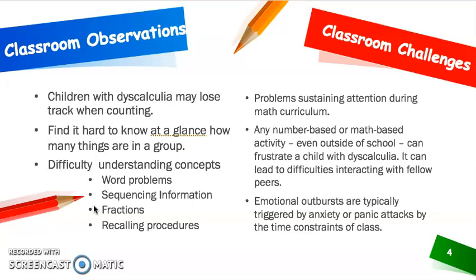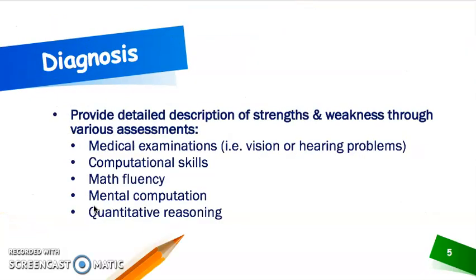Emotional outbursts are typically triggered by anxiety or panic attacks from the tranquil states of class, which is another key thing and another component that kiddos with ADHD or dyslexia have, because they feel that this is something that hurts them. So they feel some type of shame with it. And since it happens at such a young age, it's critical that they know that they can receive assistance.